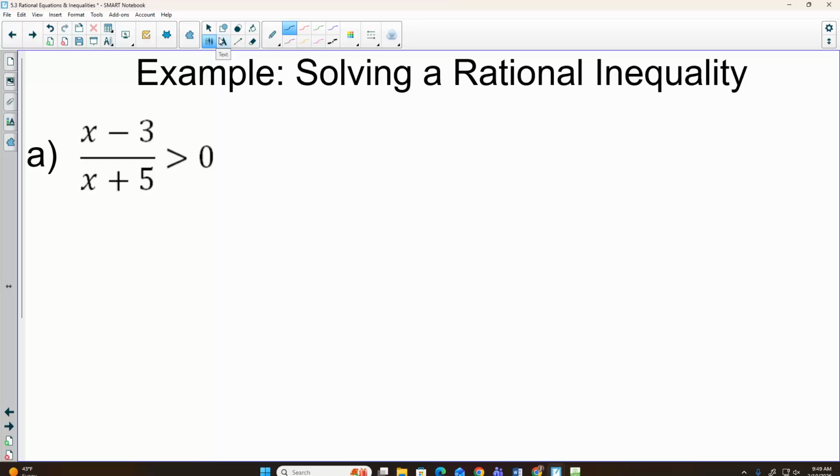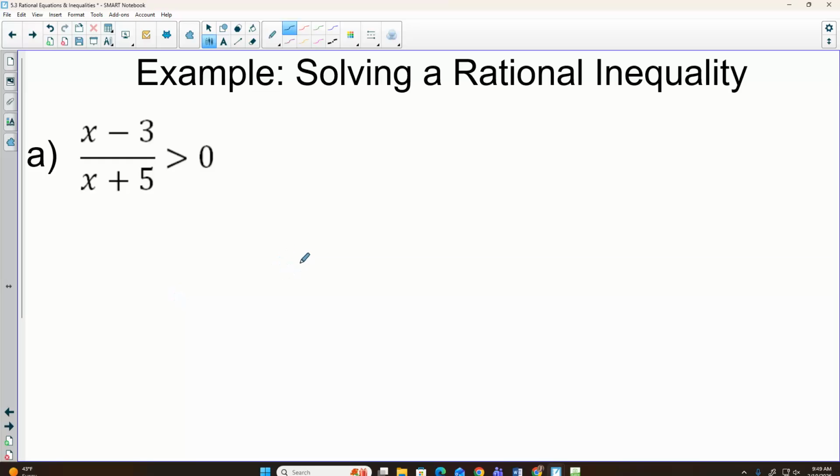So when we think about our graphs of rational equations, we know they have vertical and horizontal asymptotes, right? And we're asking where it's greater than 0, where it's above the x-axis. We could graph this entire thing, if you guys would like. We can go through the whole bit, the x-intercepts, y-intercepts, vertical asymptote, horizontal asymptote, and then use that graph to decide if it's positive or negative. And that would certainly work.